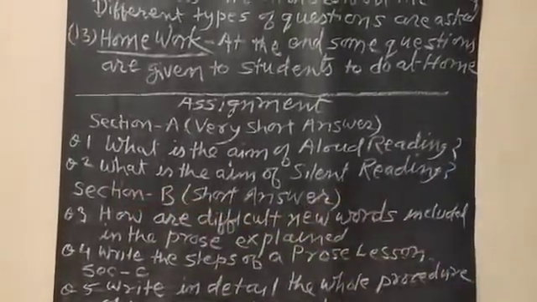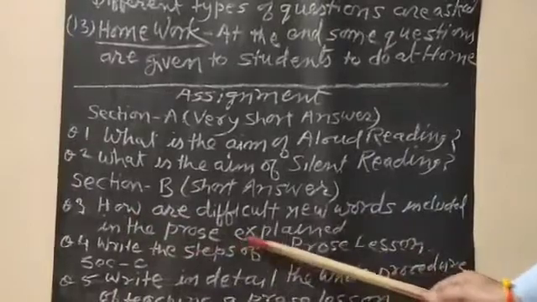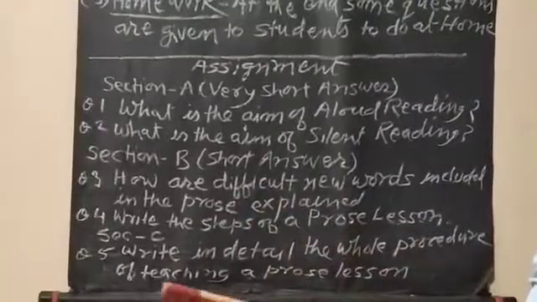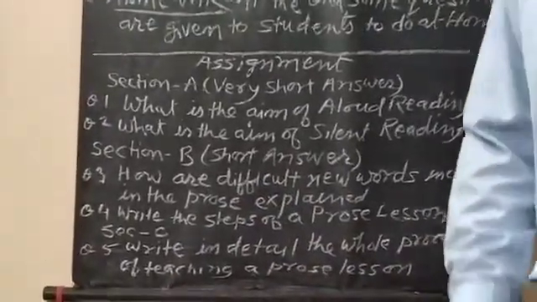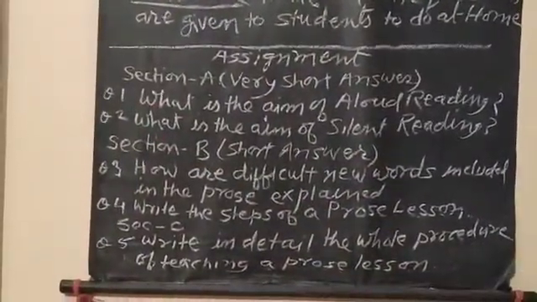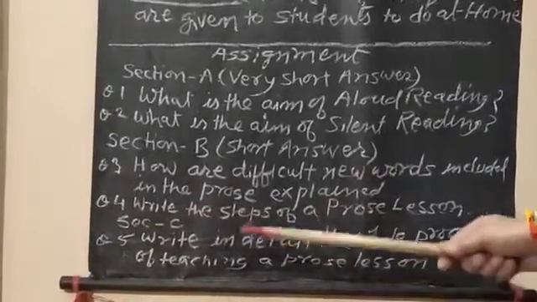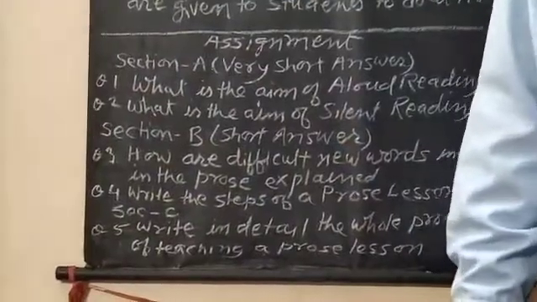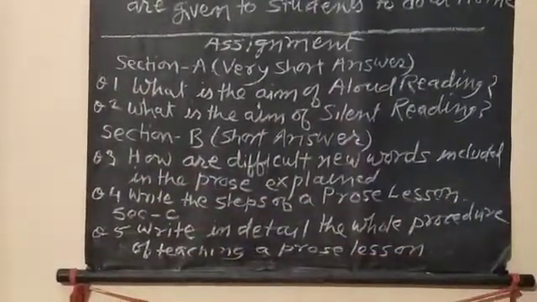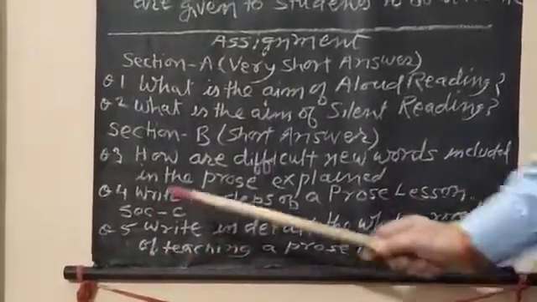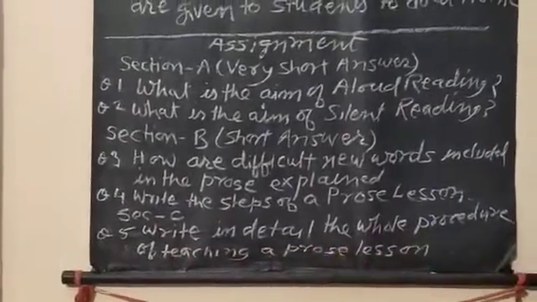Now section B, short answer: how are difficult new words included in the prose explained? They should be explained through giving synonyms, antonyms, using in a sentence, and lastly mother tongue. And question 4: write the steps of the prose lesson. These whole 13 steps should be written in this question. And the last question, that is, the long answer question: write in detail the whole procedure of teaching a prose lesson. Whatever I taught you, that is the answer.